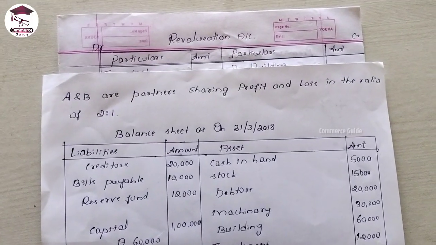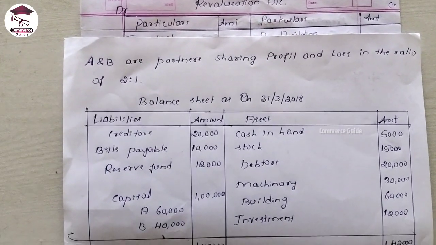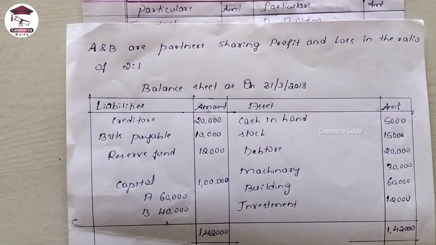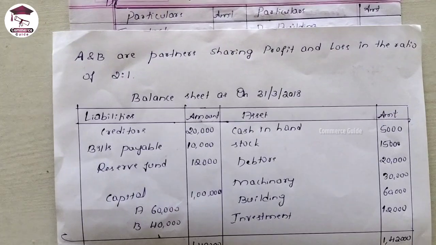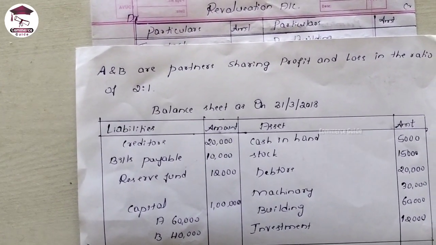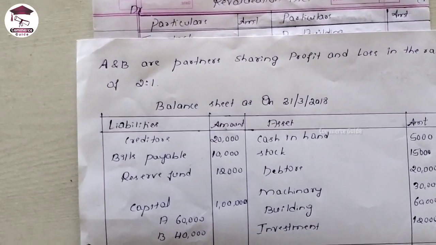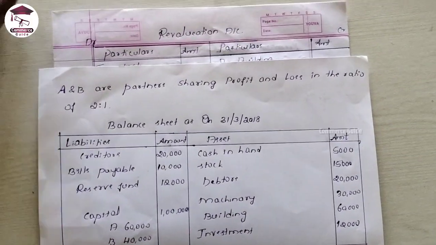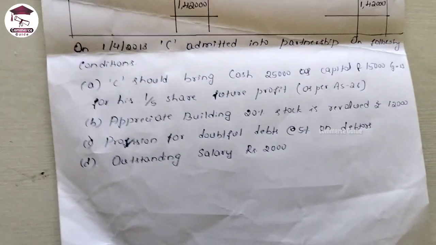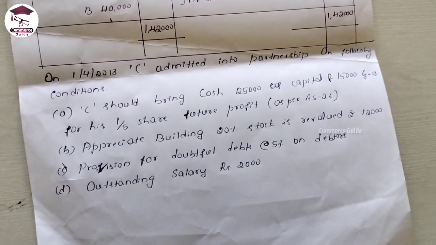Particulars, amount. If assets are increased or liabilities are decreased, the items will come under the credit side. If assets are decreased or liabilities are increased, the items will come under the debit side column. First we need to see the adjustments here. C should bring cash 25,000 as capital and 15,000 goodwill. It will come under the partners capital account.